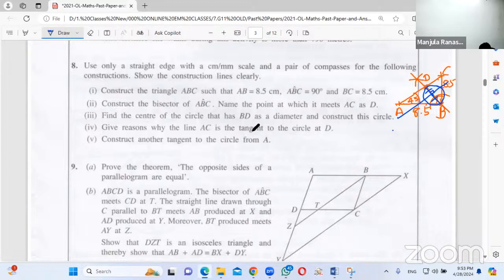Give the reason why the line AC is a tangent. AC is a tangent to the circle at D. Here this becomes 90 degrees, and that is why it is a tangent. Check whether it makes 90 degrees with the radius. If the tangent with the radius creates 90 degrees, then that shall be a tangent. Construct another tangent to the circle from A.